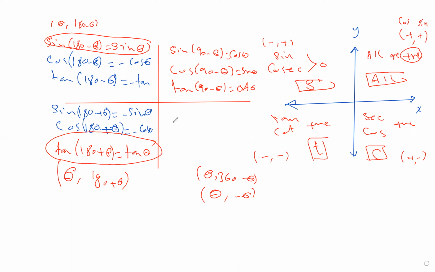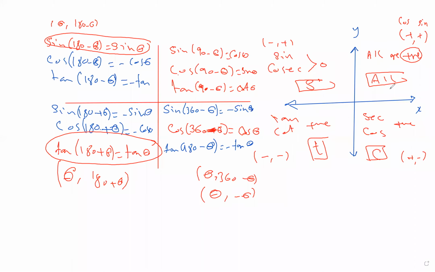What about the fourth quadrant? Cosine 360 minus theta equals cosine theta. But sine 360 minus theta equals negative sine theta. And tan 360 minus theta equals negative tan theta.